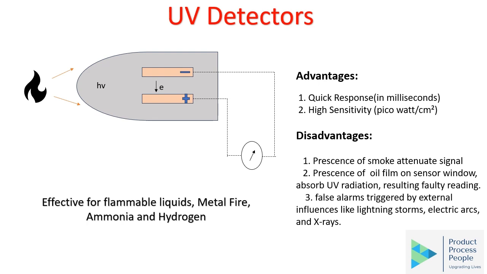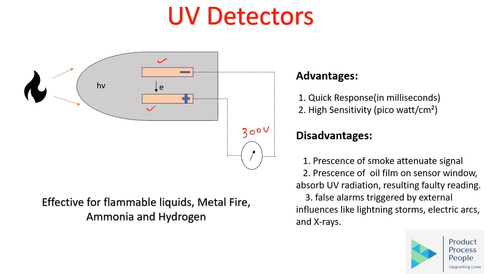Ultraviolet detectors are designed to detect UV radiation with wavelengths below 300 nanometers, which falls within the solar blind region. These detectors use a phototube that includes an anode and a cathode. As you can see in the picture, there is an anode and there is a cathode here, which are separated by a potential difference of around 300 volts in a sealed quartz tube filled with inert gas.